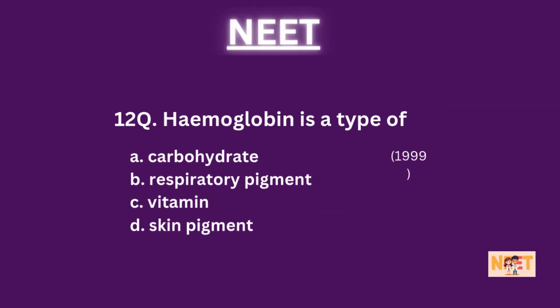Twelfth question. Hemoglobin is a type of A. Carbohydrate, B. Respiratory pigment, C. Vitamin, D. Skin pigment.